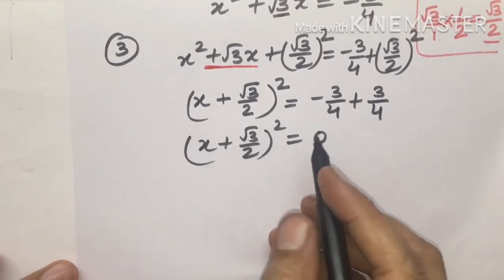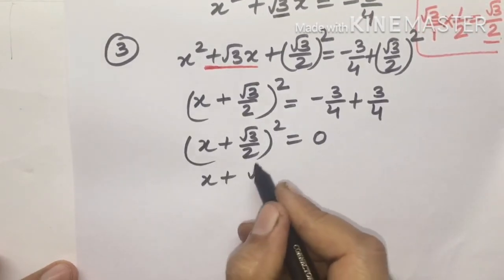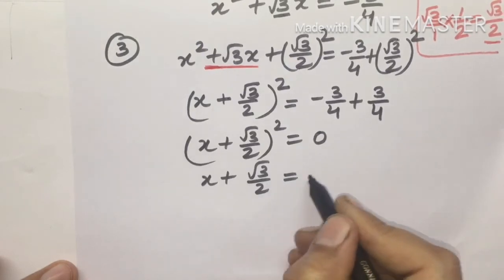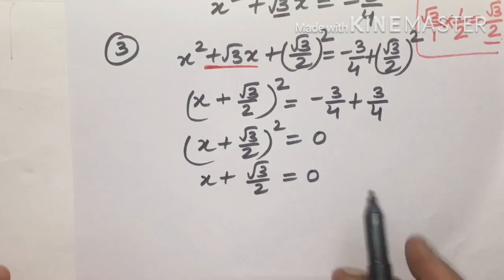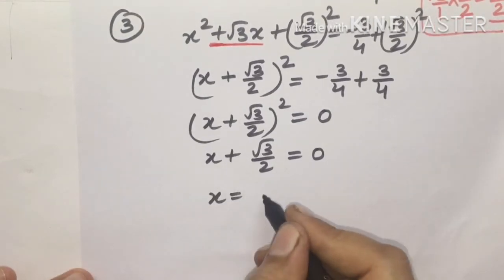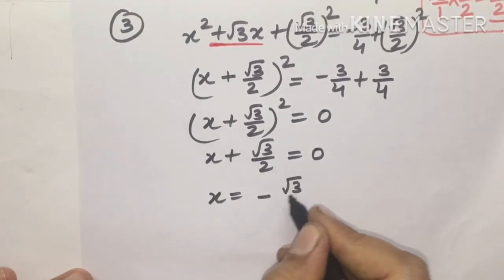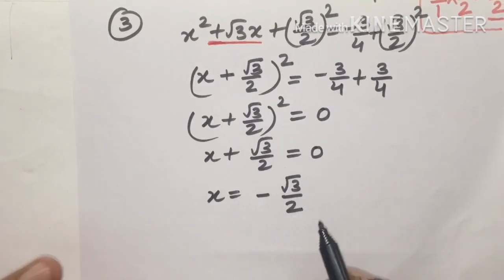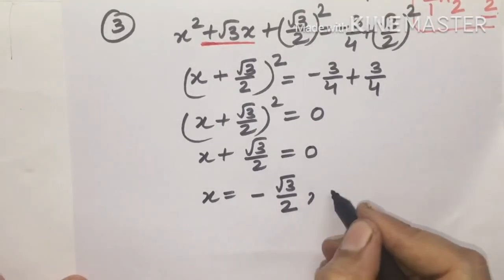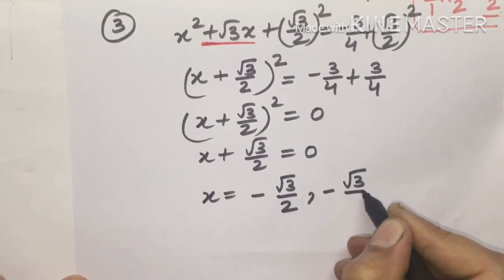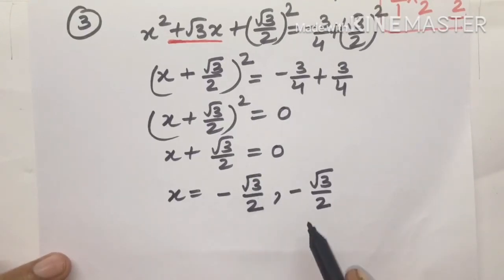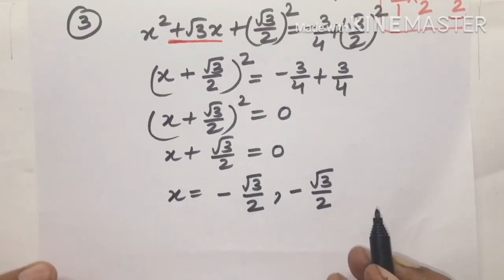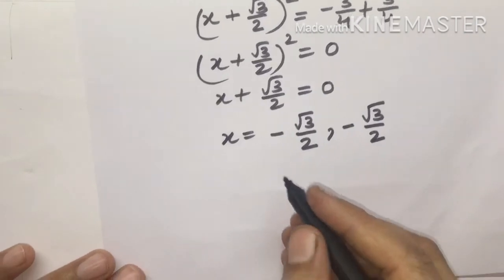Now the square will go to the other side. So x plus root 3 upon 2 is equal to 0. Root of 0 is 0. So the value of x is minus root 3 upon 2. Because this is a quadratic equation, we will get two equal roots, minus root 3 upon 2 and minus root 3 upon 2. Or you can check your roots by the discriminant value also.